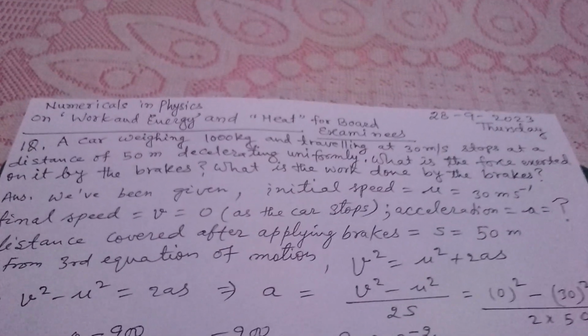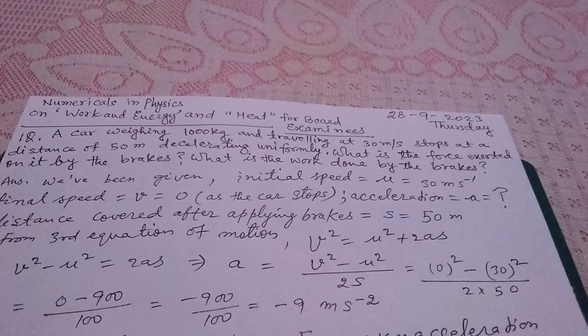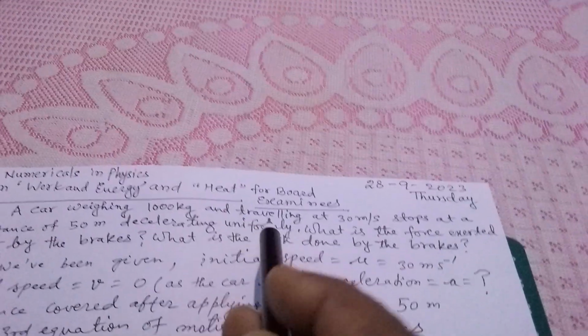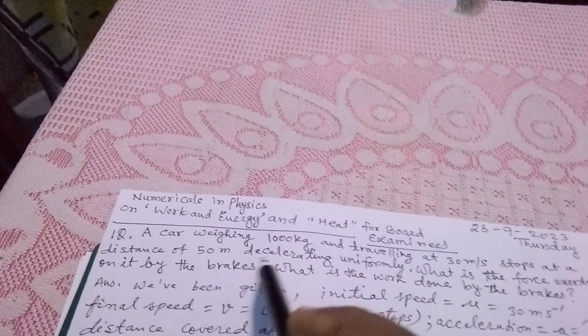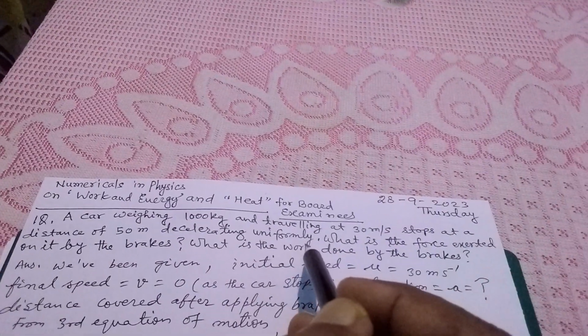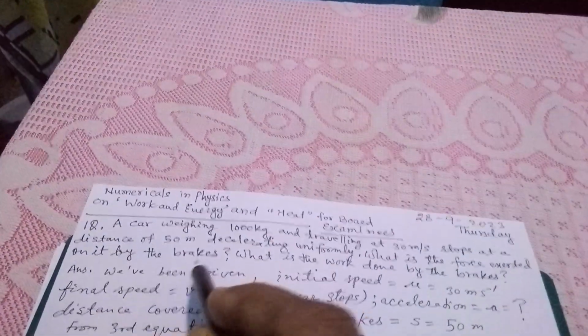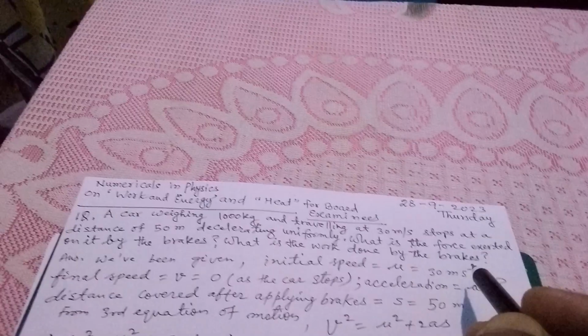Dear students, today I am going to explain some numericals in physics on work, energy and heat for board examinations. First question: a car weighing 1000 kg and traveling at 30 meters per second stops at a distance of 50 meters, decelerating uniformly. What is the force exerted on it by the brakes?